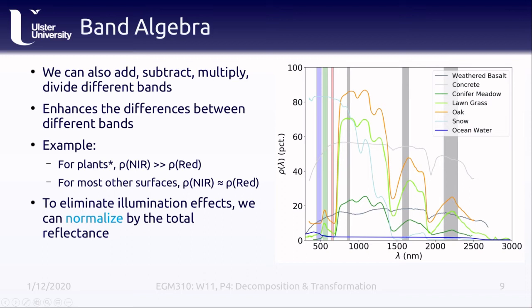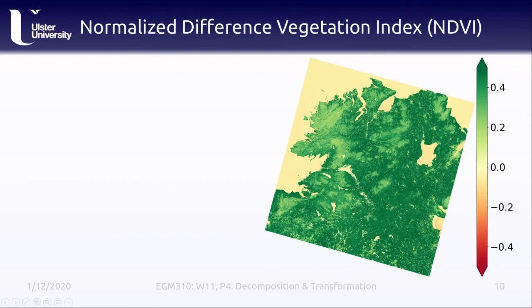To help counteract this, we can do something called normalizing the data. That is, we divide by the total reflectance in the two bands, which helps ensure that the comparison is determined using the illumination in the scene, that it doesn't depend on how much illumination we have. This leads us to an extremely common method for studying the health of vegetation, or to help identify vegetation, which is known as the Normalized Difference Vegetation Index, or NDVI.